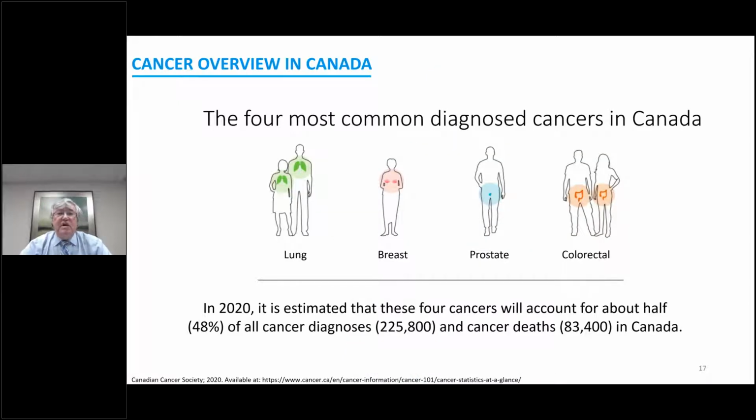So the 4 most common diagnosed cancers in Canada: lung, breast, prostate, and colorectal. Of course, we all know that skin cancer is by far the #1 cancer, but it doesn't even fall into the statistics. And tonight we're really talking about all cancers in general, but it's estimated that these 4 cancers will account for about half of all cancer diagnoses of those that are kept track of. It's actually a pity that squamous cell carcinoma and basal cell carcinomas are not kept track of, because they are by far the #1 cancers in Canada.